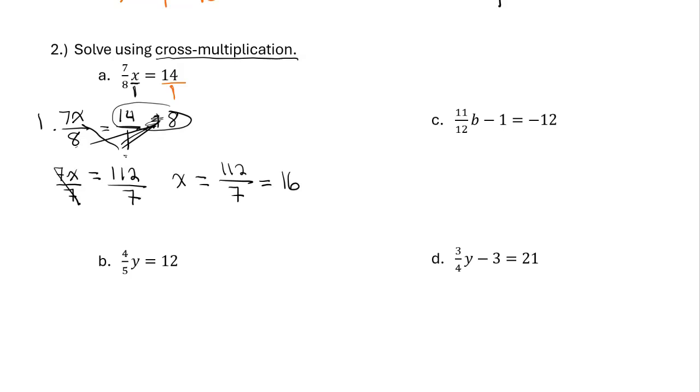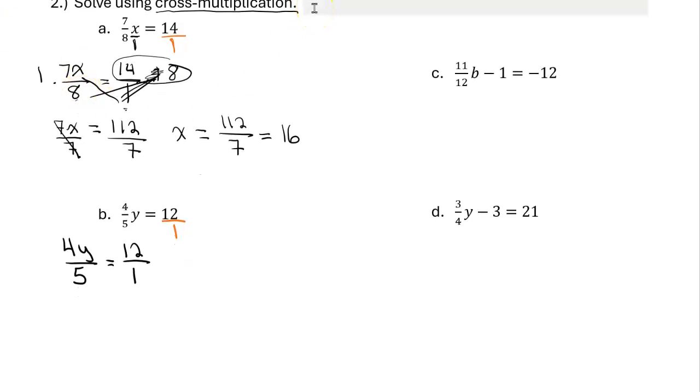All right, so let's try B. You can pause the video and try this one. Okay, so step 1, I put a 1 under the 12. Now I'm going to rewrite the left-hand side, so I end up with 4y over 5 equals 12 over 1. I have to multiply across the equal sign, so I know that it's multiply because there's an equal sign. If there was a multiplication symbol, then I would cross cancel. So make sure that you're clear with those differences.